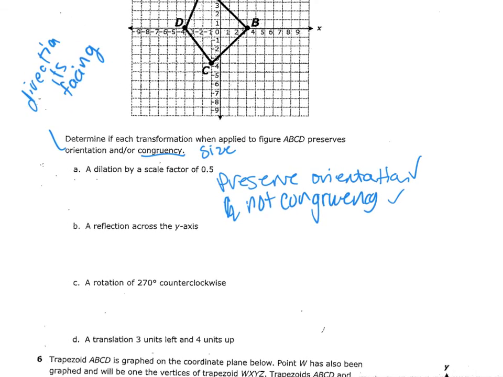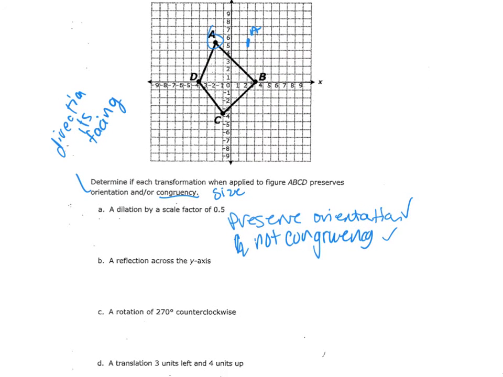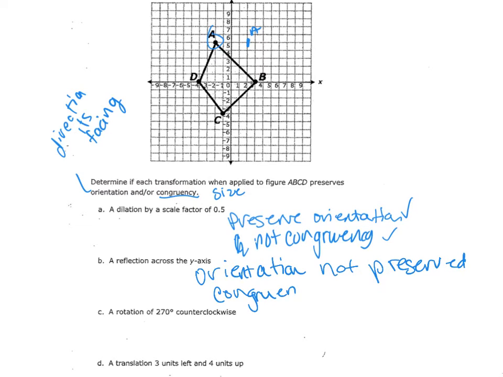B, a reflection across the y-axis. So that means this whole figure is going to reflect across the y-axis. So instead of negative 2, 5, A prime would be at positive 2, positive 5. So it would be flipping right over. And so with reflection, technically the orientation is going to change. Orientation not preserved. But is it still the same size and the same shape? Yes, so it is going to be congruent.